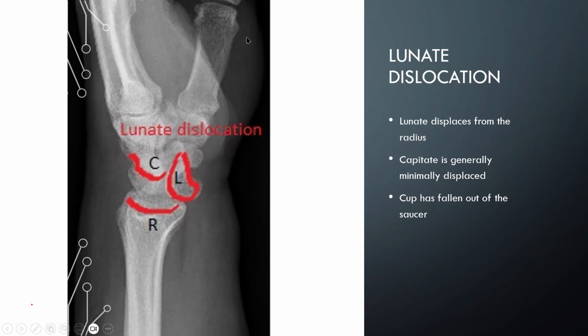So I wonder if you guys could let me know in the chat, does that make sense? Do you understand what a lunate dislocation is? A lunate dislocation is just the lunate falling out of the radius. Then we can proceed. In other words, the cup falling out of the saucer is called a lunate dislocation. Even if somebody could give me a thumbs up or something, just so that I know. Okay, there's somebody in the chat. Okay, thank you very much. I really appreciate that. Okay, so right, since we understand that, let's move on.